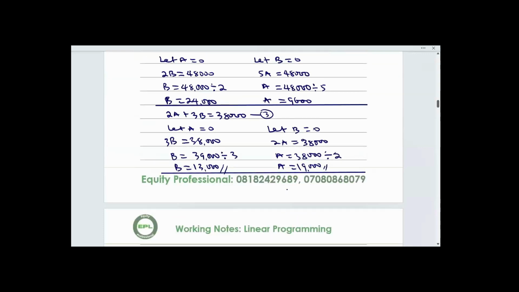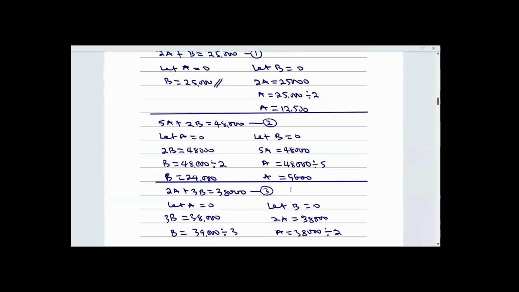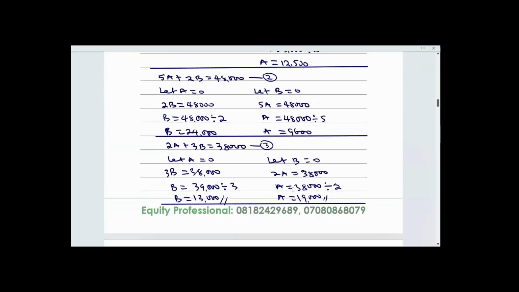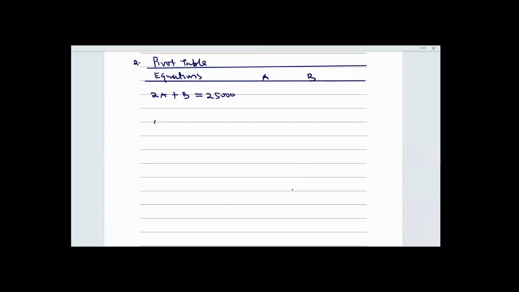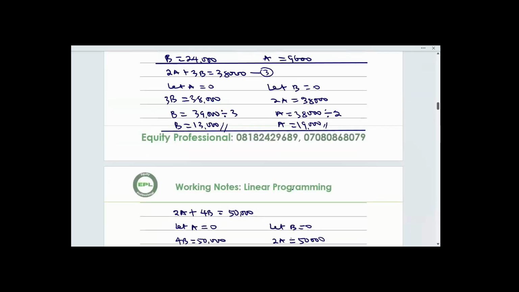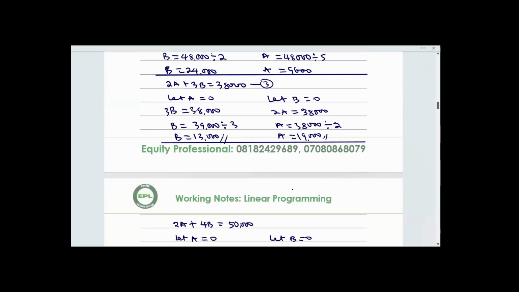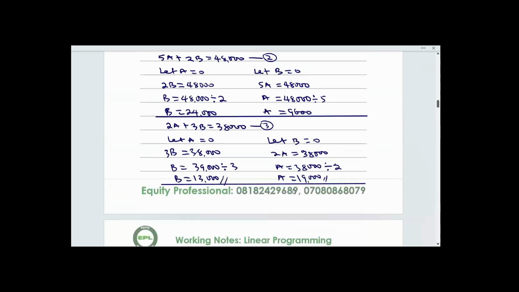The second equation is 5A plus 2B equal to 48,000. The third equation is 2A plus 3B. This is 39,000. I've not corrected it.